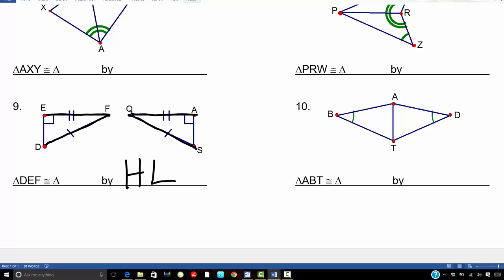And then finally, number 10. Again, there's some information we can mark. I don't see anything else that we can mark here, though. There's no vertical angles in this problem. There's no parallel lines. There's no right angles. So all we've got is an angle and just one single side. So that's not enough information.